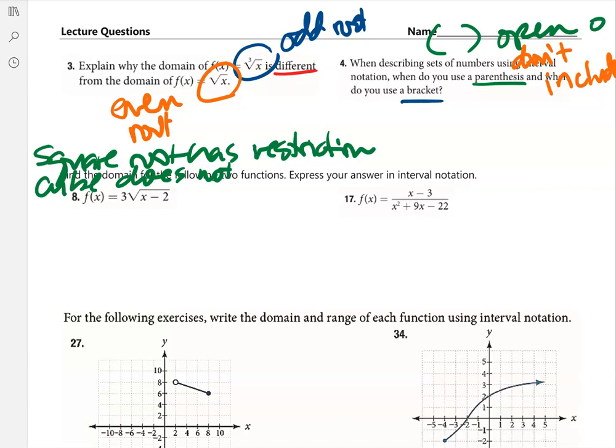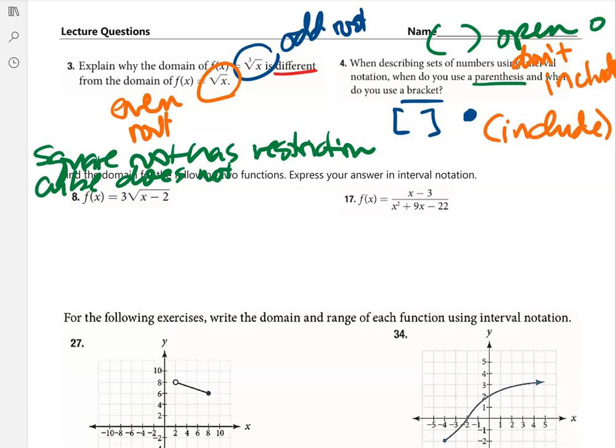And when you see a bracket, we use a closed circle or a hard circle, meaning it is included. There is a point. Okay. Next, find the domain for the following two functions.